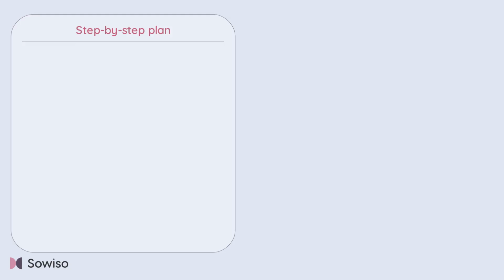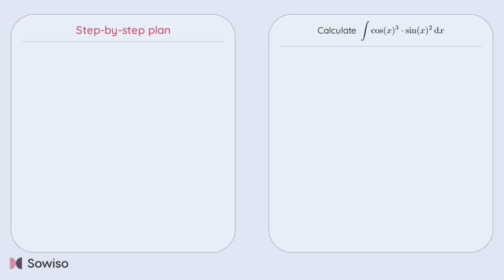Let's look at an example to make it less abstract. We can use the step-by-step plan for substitution to calculate a trigonometric integral. Let's take as an example the integral of cosine of x to the power of 3 times sine of x to the power of 2. We first need to determine m and n to choose the substitution h of x. In our case, we see that m is 2 and n is 3, so n is odd. Therefore, we choose the substitution h of x equal to sine of x.